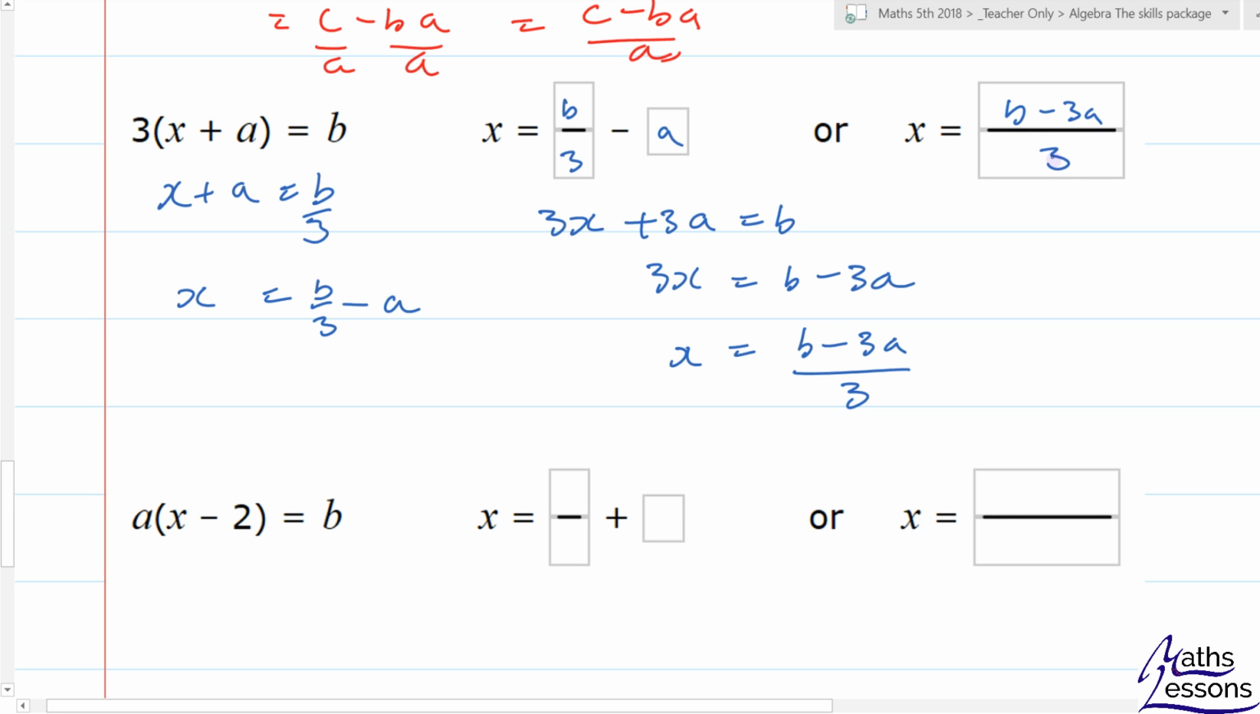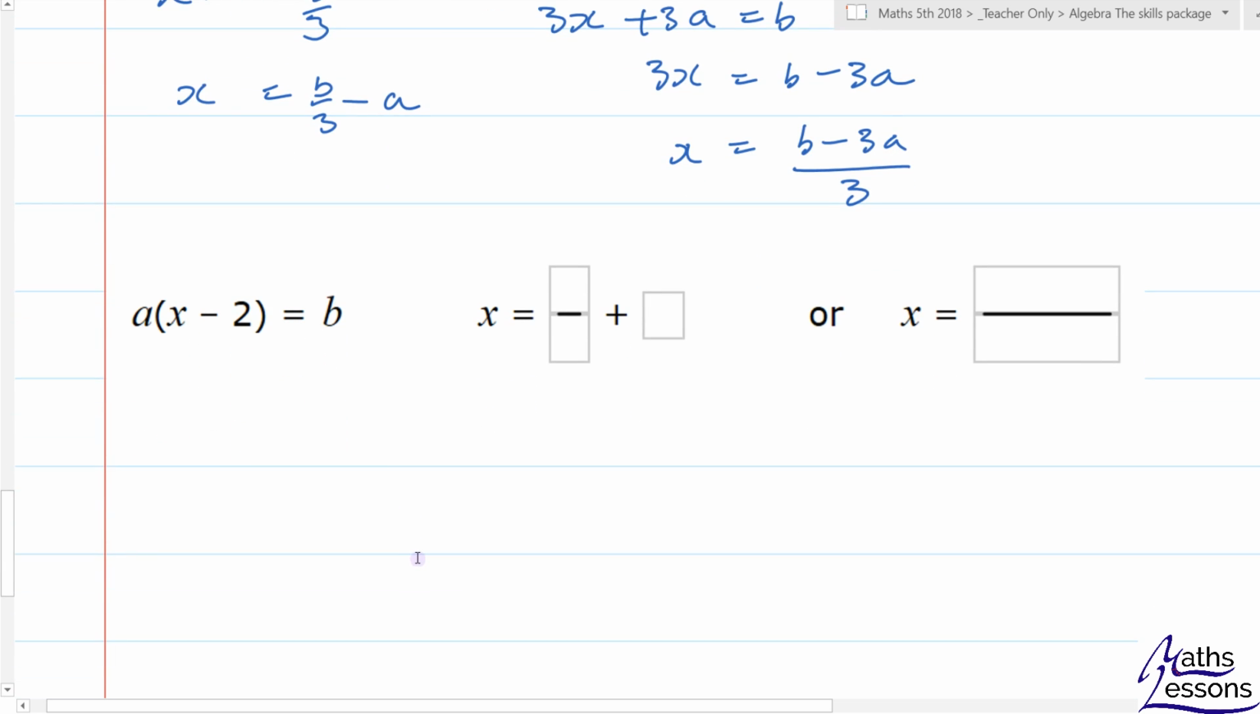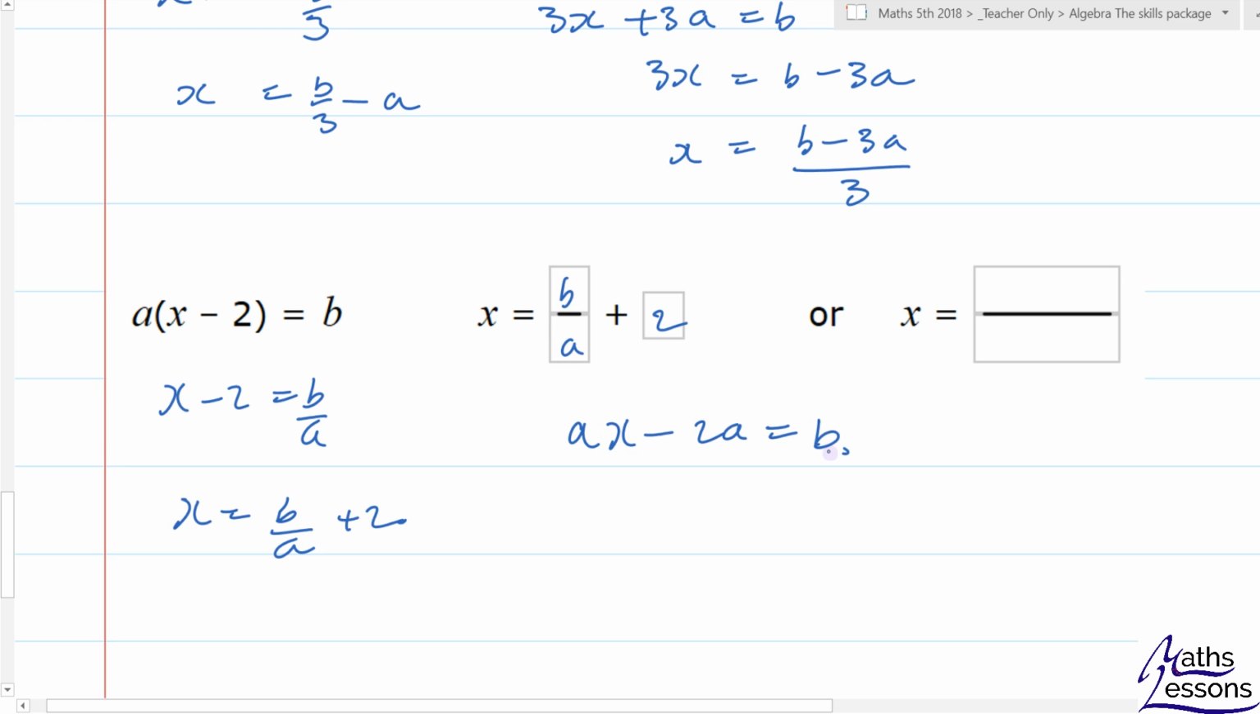That's the answer. And then we've got this one. Multiply out the brackets. Ax minus 2a equals b. Get rid of the thing that's not got any x's in it. So b plus 2a. Yeah. And then divide by a. So x equals b plus 2a over a.